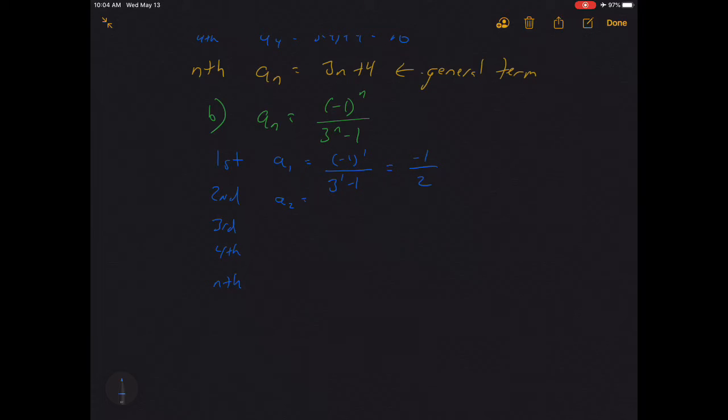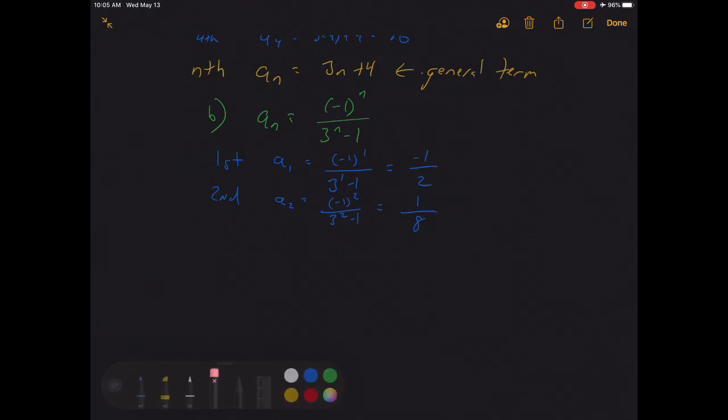If I want to find a sub 2, I should have left myself a little more room. I'm going to start writing a little smaller here. That would be negative 1 to the second power over 3 squared minus 1. All right, so negative 1 to the second power now is negative 1 times negative 1. Well, that gives us positive 1. And then 3 squared on the bottom is 9, minus 1 is 8. So I get 1/8 out of that. I'm going to go ahead and create myself a little more room. I'm going to erase that and write it as we go.